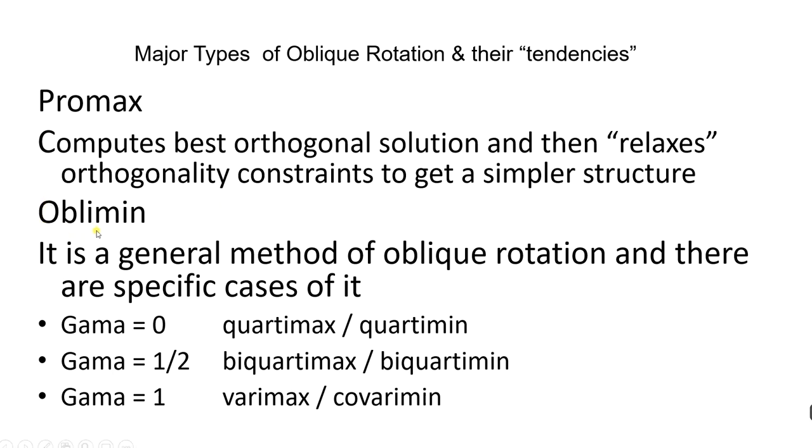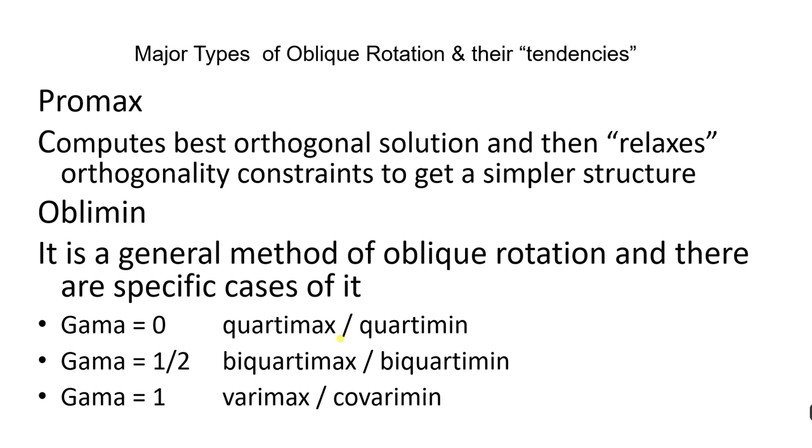Oblimin. This is a general method of oblique rotation, and there are specific cases of it. So, if some delta or gamma constant is posed, if gamma is equal to 0, then this is the equivalent of the Quartimax rotation, which is called Quartimin. But in Quartimax, we maintain the orthogonality. In Quartimin, we relax the orthogonality.